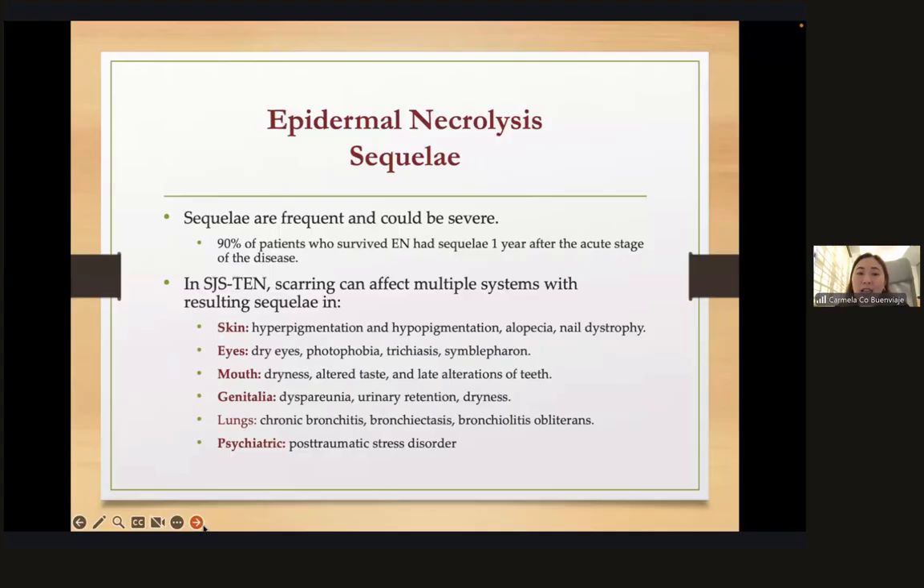So sequelae are frequent and could be severe. So this is different from the acute phase. So 90% of patients who survived EN had sequelae 1 year after the acute stage of the disease. So in SJS/TEN, scarring can affect multiple systems, resulting in sequelae. A lot of areas can be affected, like the skin, the different mucosa like eyes, mouth, genitalia, lungs, and even psychiatric sequelae are possible.